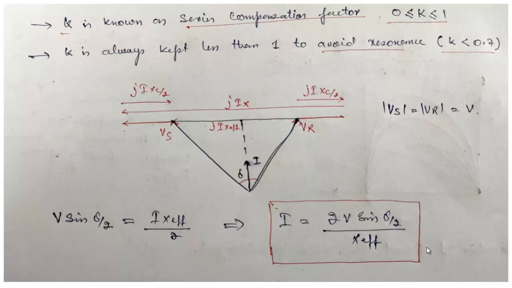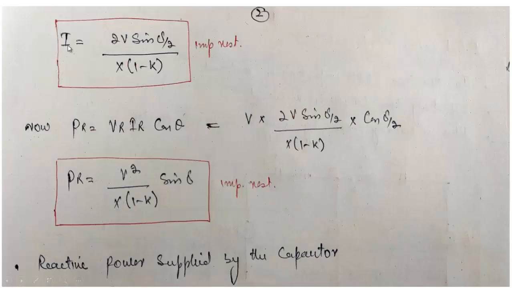This I will actually be increased, because now this will be reduced. When this is reduced, this will also increase. So this I in this case will be increased. Now I is equal to twice V sine delta by 2 over x into 1 minus k. So now PR is equal to VR IR cos theta, which is equal to twice V squared sine delta by 2 cos delta by 2 over x into 1 minus k. This is the value of PR, the real power received.